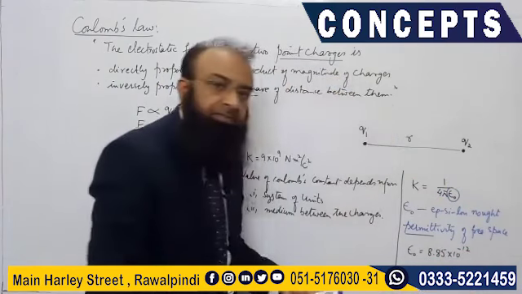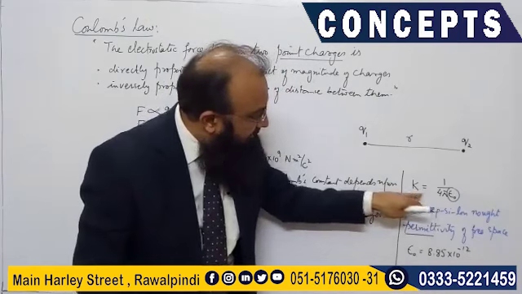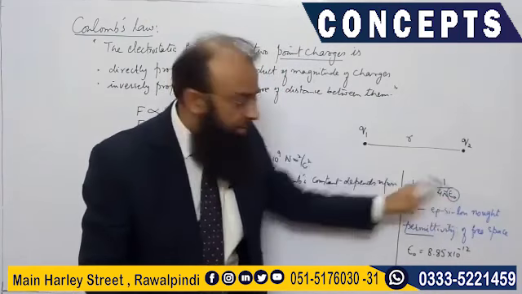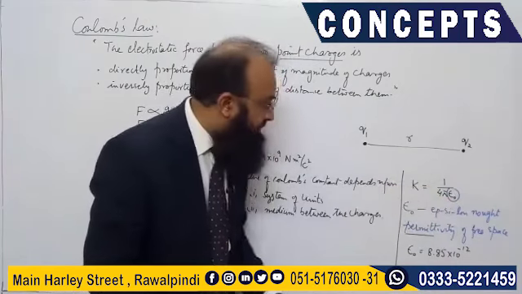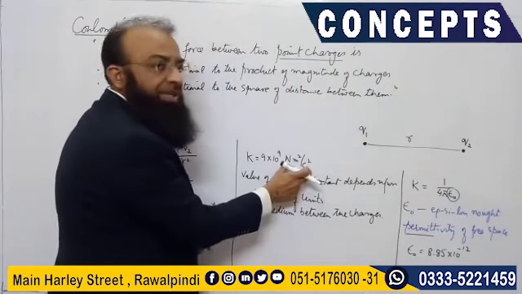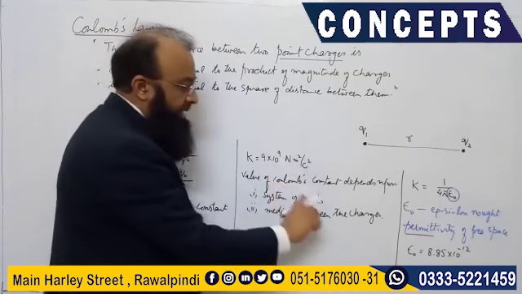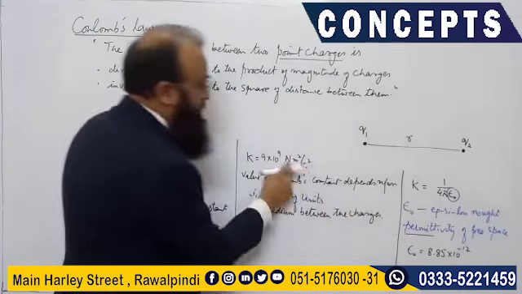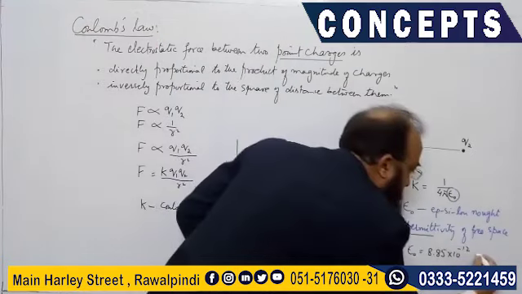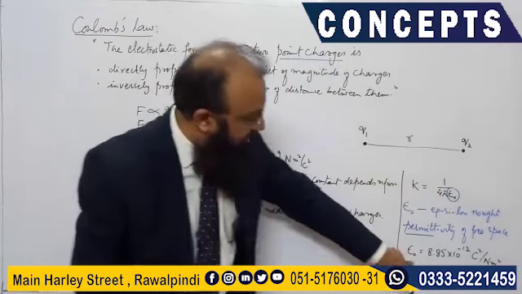And what would be the unit of this epsilon naught? You see, K and epsilon naught are reciprocal of one another. So when you write the unit of epsilon naught, that will also be the reciprocal of the unit of K. You just reciprocate. So if this is Newton meter square per Coulomb square, this would become Coulomb square per Newton meter square. This is the value of epsilon naught.